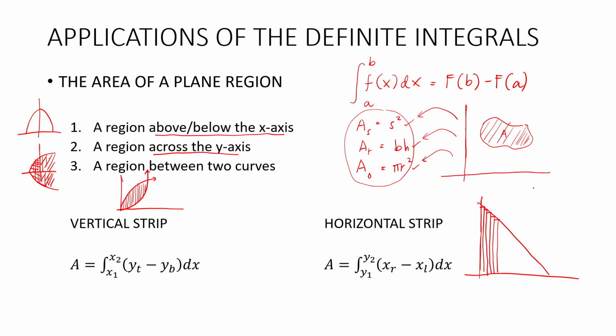If you want a horizontal strip, for example, this one is a triangle. It can also be in this manner, horizontal strips. So on and so forth up until you reach the end.